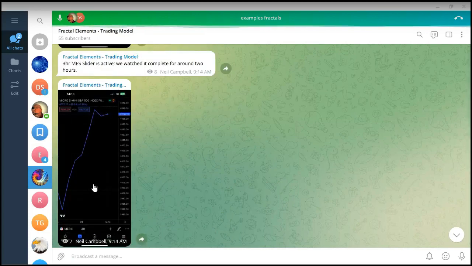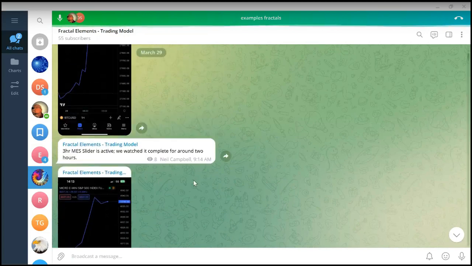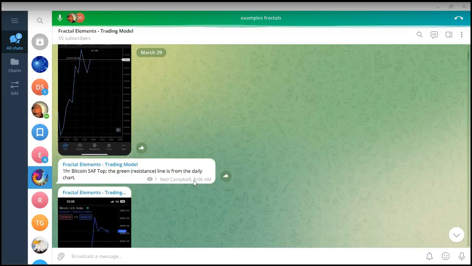Oh, here's a nice slider here. Oh, here's a micro slider. This is perfect. Equal leg, and you have a little slide. Okay, so this would be top, and this would be the bottom. The target would be support here, but if we break the top here, okay, that becomes a top reversal, meaning it's going to go a lot higher. Okay, that's a good slider.